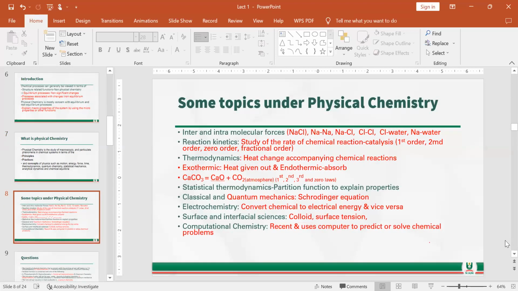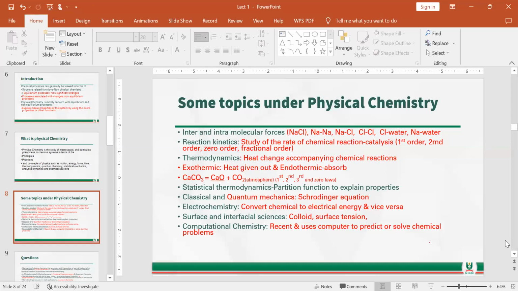So some topics under physical chemistry, which we shall see most of them: inter- and intramolecular forces. If you are looking at sodium chloride, for instance, there will be a force between one sodium ion and another sodium ion. If you are looking at water, there will be a force between the hydrogen atom and the oxygen atom. Then we can have a force between chloride and chloride, between chloride and water, and between sodium and water. Such are inter- and intramolecular forces.